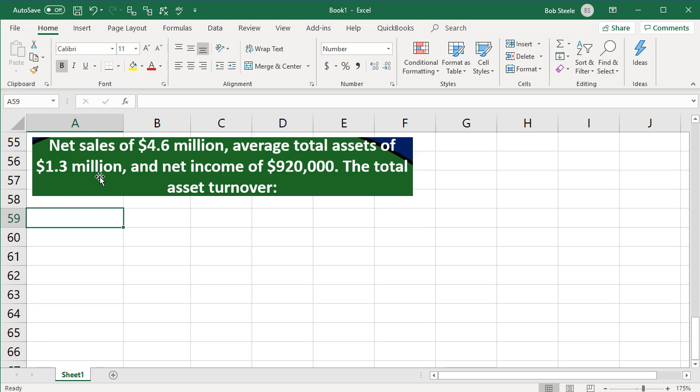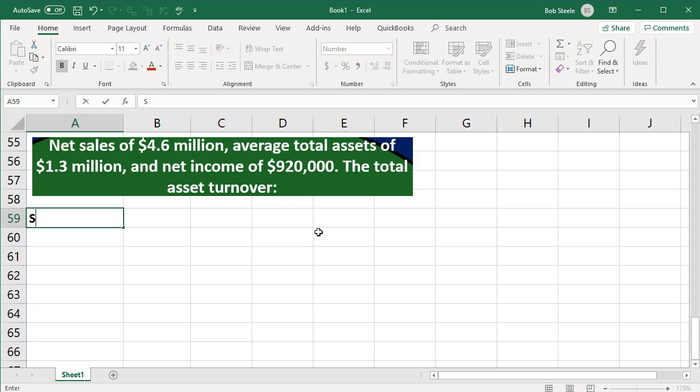It's going to be net of things like contra sales accounts, contra revenue accounts, things like returns and allowances and discounts. So that's going to be the top line number, and they gave us total assets. They also gave us the net income. So we have to decide which one we are going to use here. The total asset turnover has to do with the sales line, the top line. So we want to make sure to pick up the top line. This one's there to kind of throw us off.